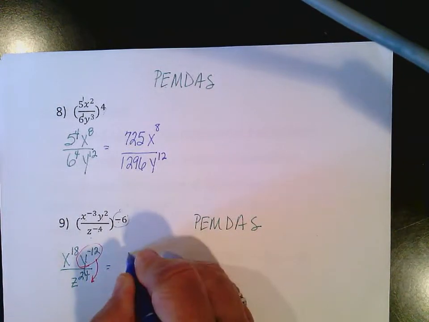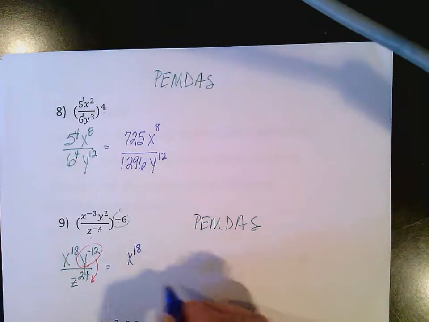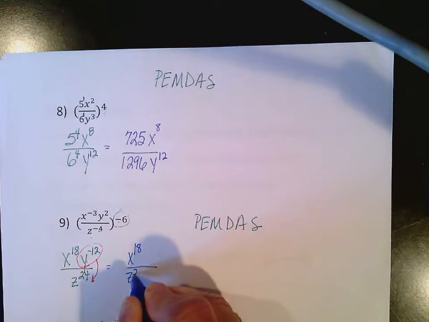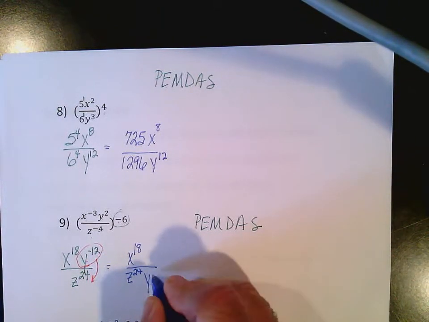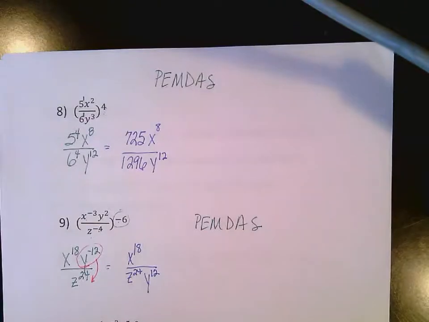So x to the 18th stays in the numerator because it's positive. Z to the 24th stays in the denominator because it's positive. But the y is going to come down to the denominator and become a positive exponent. And then that would be your answer.